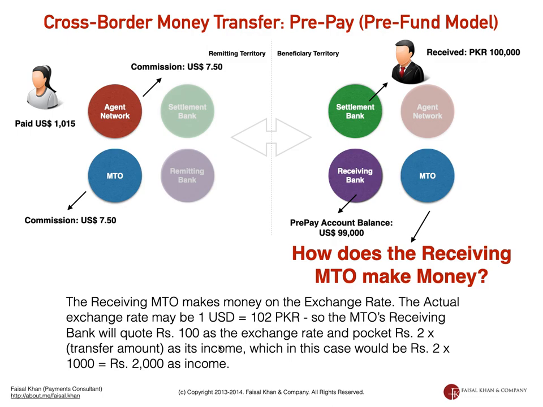They quoted the rate of 100 rupees when the actual street rate might be 102 rupees. So they are making 2 rupees on the transaction. Hence, they're making 2,000 rupees as income. And you can read this slide by pausing the YouTube video, and then you can understand what happened over here. So this is the pre-fund model.